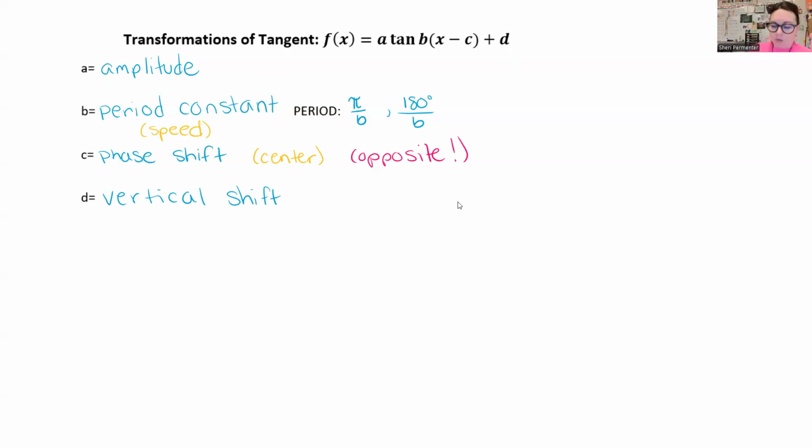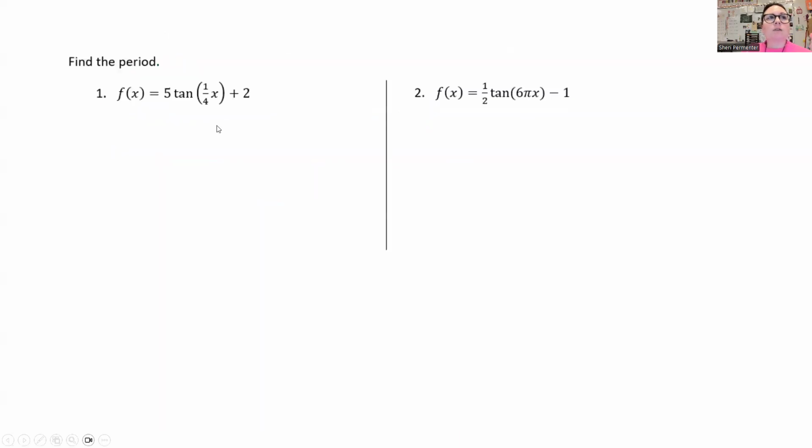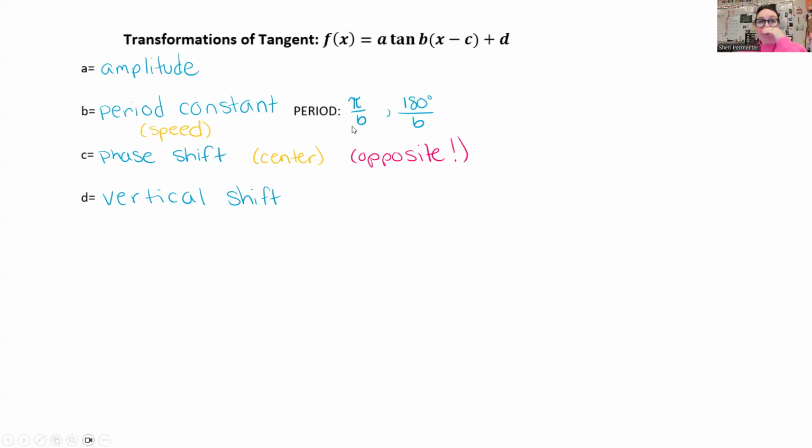So we've preloaded our brains with all of the pieces from the equation. Now we're going to go through and do some examples. The first example says find the period, and this kind of corresponds with the way that your homeworks are. The very first section says find the period of the function. To find the period, it's always going to be pi divided by b, or if the problem is given to you in degrees, it would be 180 divided by b.